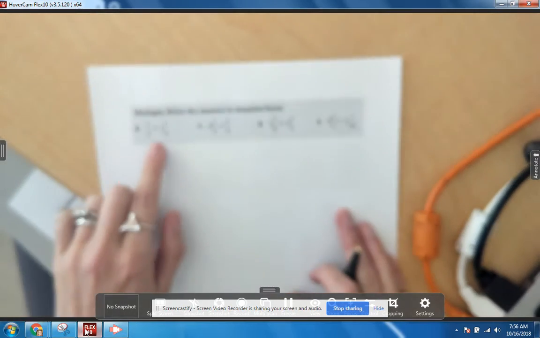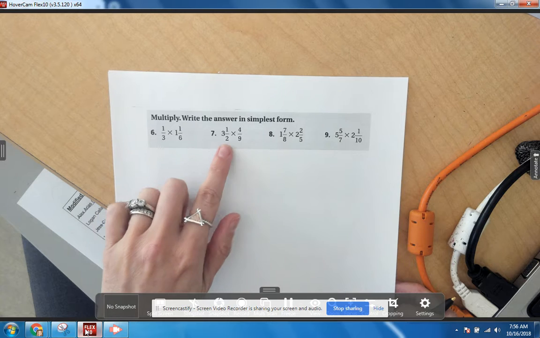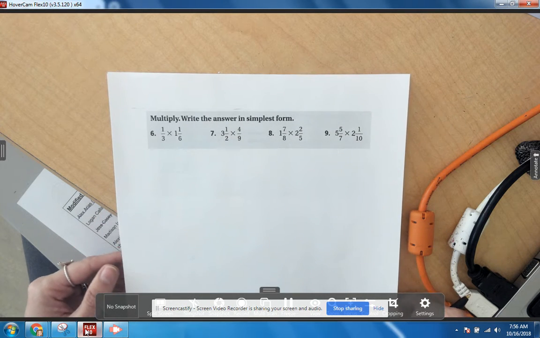If you've done those, I want you to pause and try all 4 of these on the back of your notes. Show me all your steps. Make sure your mixed numbers become improper. Make sure you cross cancel. You can leave your answers improper.